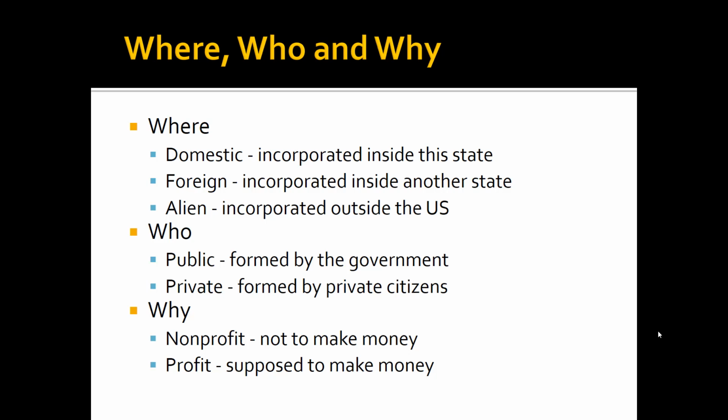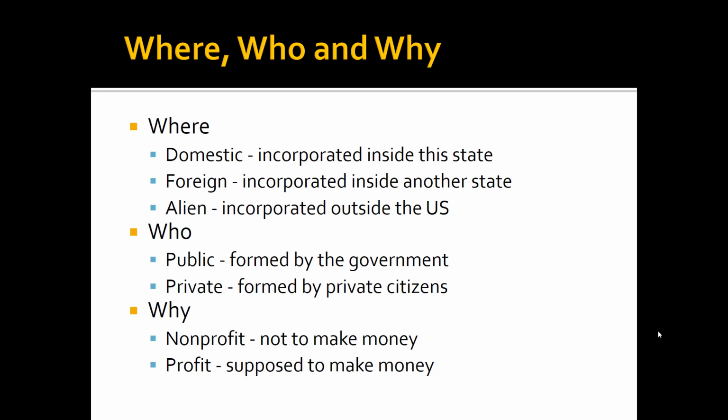Therefore, in North Carolina, IBM is a foreign corporation. Well, what about a corporation like Volkswagen or Nissan or Kia? Well, they're not called foreign, they're called alien corporations, which means they're incorporated outside the United States. So domestic, incorporated in a state. Foreign, incorporated outside of the state, but still in the U.S. Alien, incorporated out of the United States.